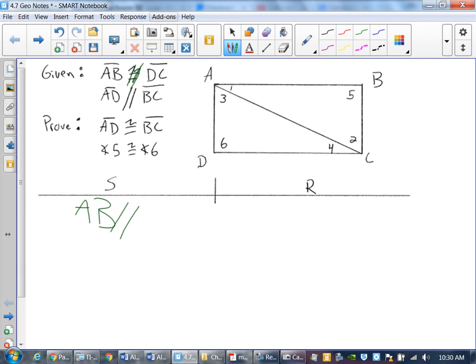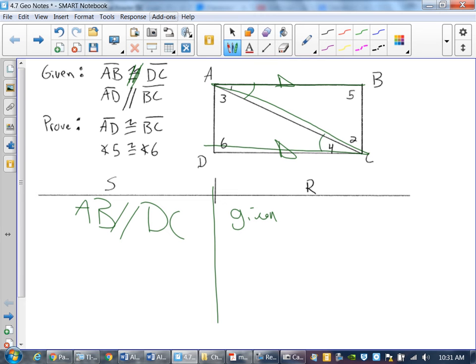So AB is parallel to DC. There's your given. So these two guys are parallel, which means we follow the transversal, 1 and 4. Okay. Angle 1 congruent to angle 4. Two parallel lines cut by a transversal.